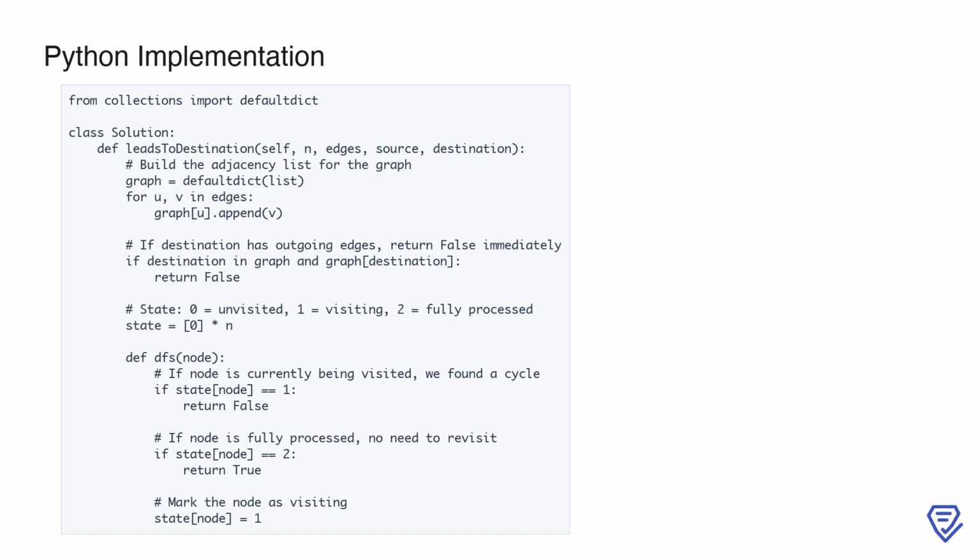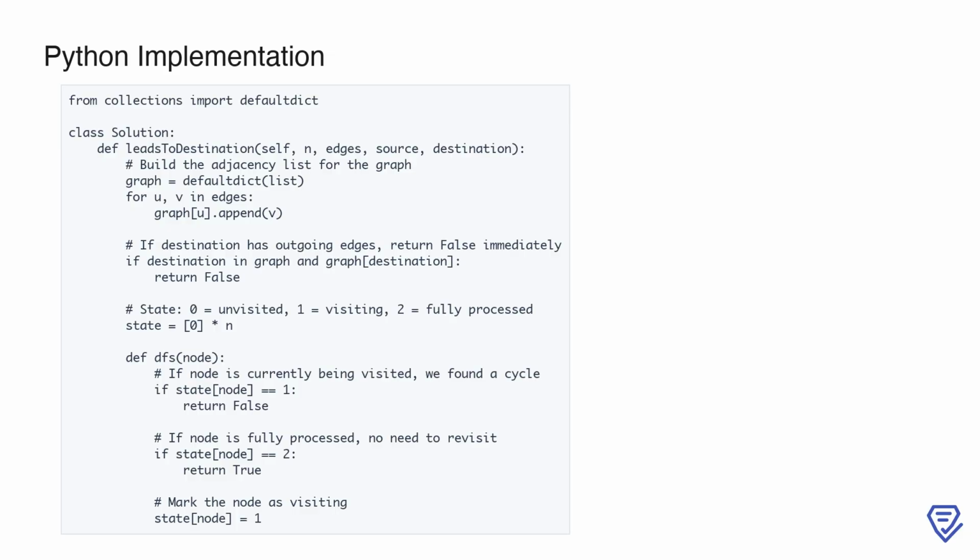Next, we handle a critical edge case. If the destination node has any outgoing edges, it's impossible for all paths to terminate at the destination, so we immediately return false. After that, we define an array, state, to keep track of the visitation status of each node. Each node can be in one of three states: 0 for unvisited, 1 for currently being visited, and 2 for fully processed. Now, we define a depth-first search function, DFS, to explore the graph recursively.